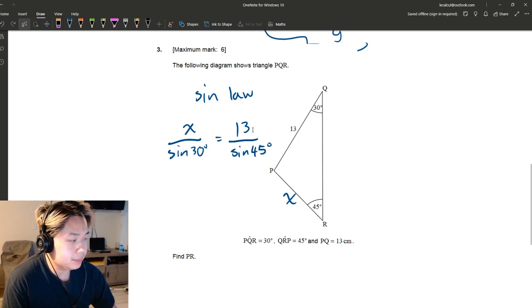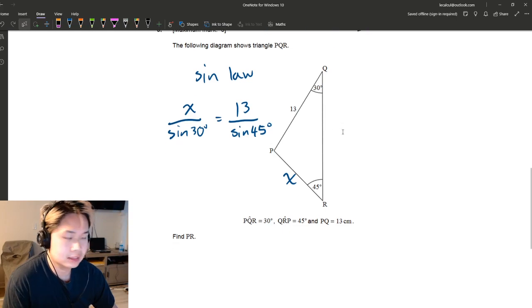And I know that this is a paper 1, so you can't have a calculator, but please, before you start doing trig questions, make sure your calculator's in the right mode. Otherwise you're gonna get screwed. This is degrees.